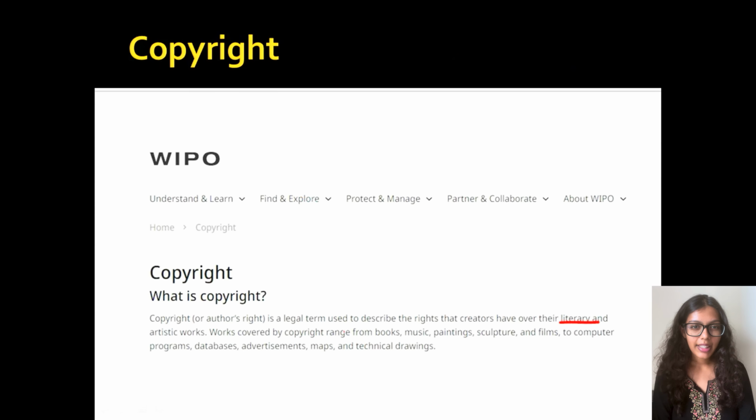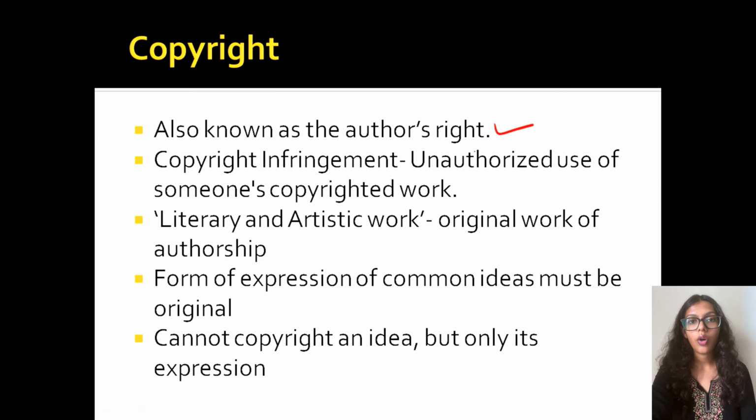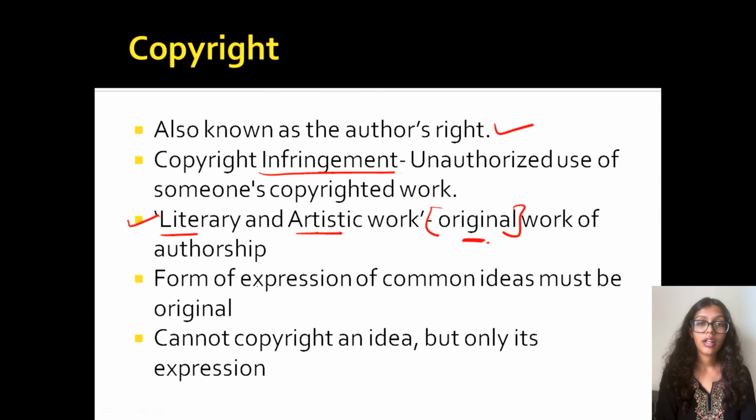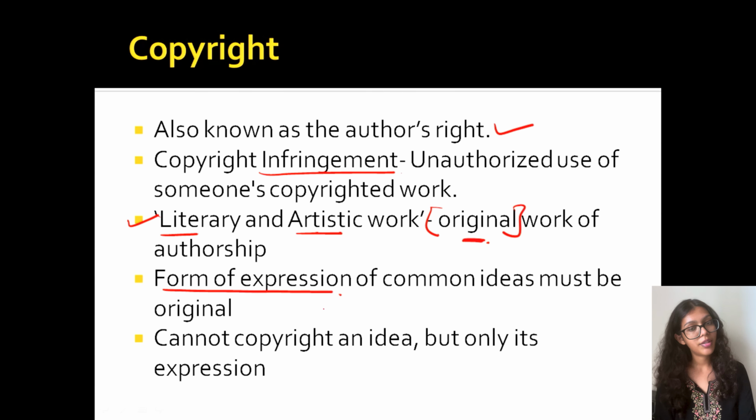Now, copyright relates to literary and artistic creations, so they can be books, music, paintings, sculptures, films, and technology, and the list goes on. In some cases, it is also known as the author's right. Copyright infringement means using someone else's creative and original work without their prior permission. Here, the term literary and artistic works in copyright includes every original work of authorship. So, original is the key here. The ideas in the work do not need to be original, but the form of expression must be.